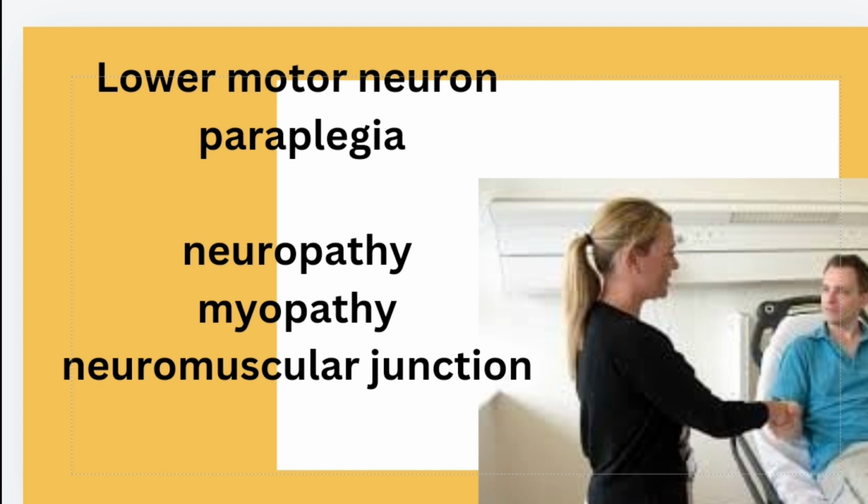and X-rays of the vertebral column too, to see any disc prolapse. Then comes lower motor neuron paraplegia, and there are three main categories which can cause lower motor neuron paraplegia, including neuropathy, myopathy, and neuromuscular junction problems.